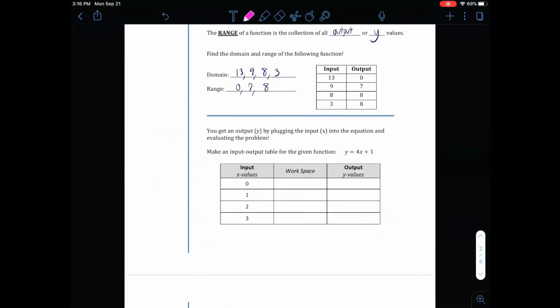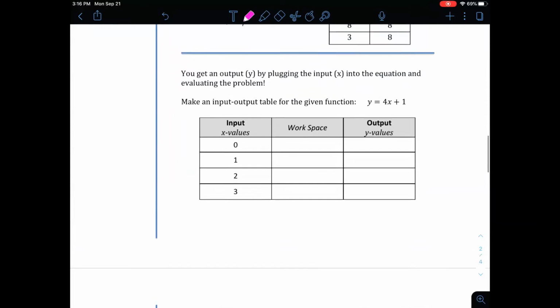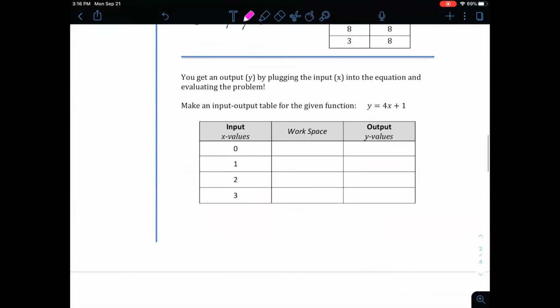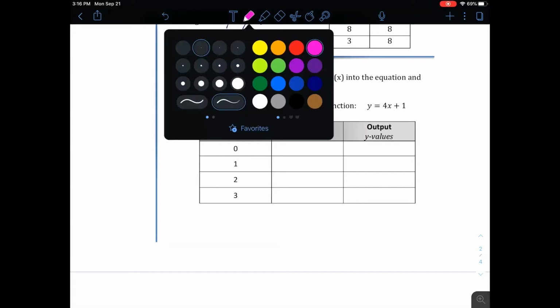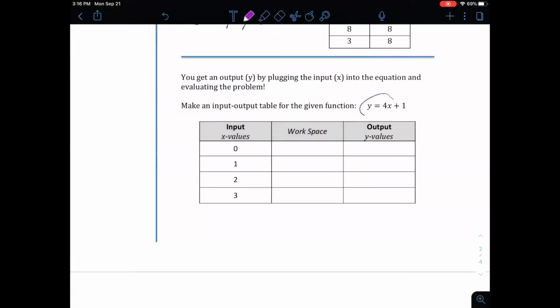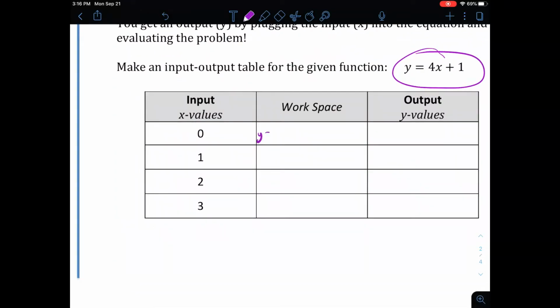Okay? Now, try the last problem on your own here. It says get the output y by plugging the input x into the equation and evaluating. Make an input-output table for the given function. We have y equals 4x plus 1. We're going to plug in these values. So the first one is going to be y equals 4 times 0 plus 1. 4 times 0 is 0, plus 1, which equals what? It's 1.